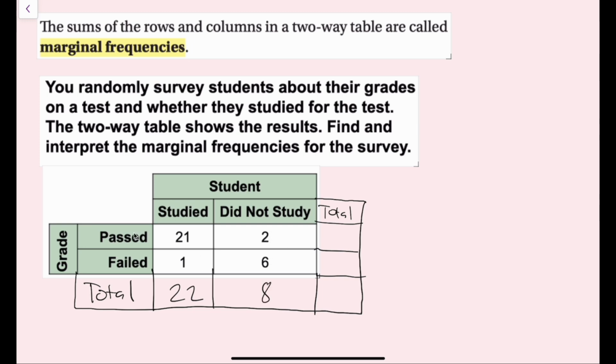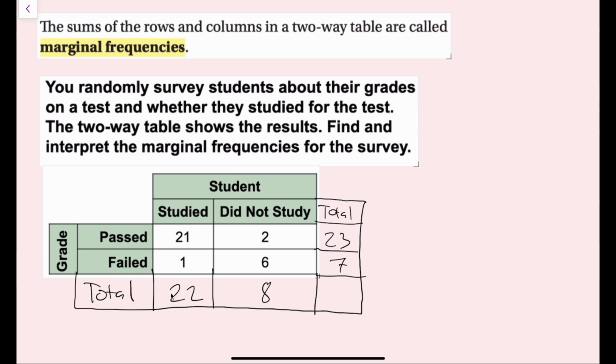And then over here, to figure out the total students who passed, I just take the 21 students who passed and studied, and then the 2 students who did not study but still passed, and add them up. 21 plus 2 is 23. And then I have 1 student who failed and studied, and I have 6 students who failed and did not study. So 1 plus 6 is equal to 7. So I know I have 7 total students who failed.